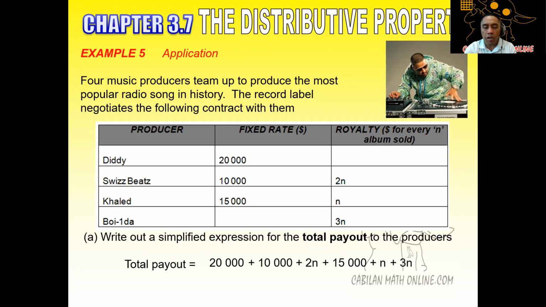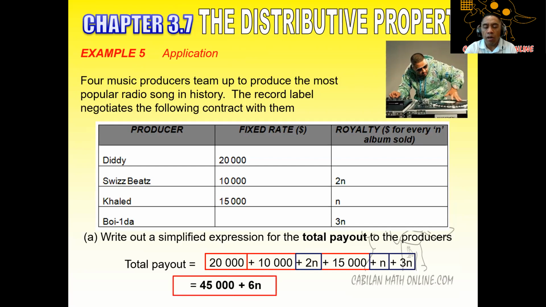In the next step, we're going to gather like terms, starting with the numbers here. So we're going to add the 20,000, 10,000, and 15,000 together, and that will give me 45,000. And we're going to take the 2N, add a 1N to it, and add the 3N, which gives us 6N. So anytime you're adding expressions together, please make sure that you gather the like terms, because that is the most complete answer you will have for a question just like this.